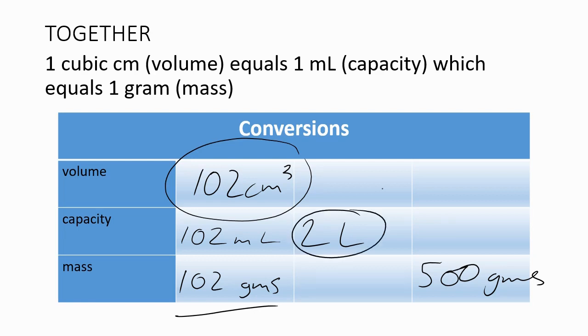What about the next one? If that's 2 liters, well, that's the same as 2,000 milliliters, which is going to be 2,000 centimeters cubed. I wonder what you're going to pop down for mass. Okay, have a go. Hey, there's 2 ways you could have done this.